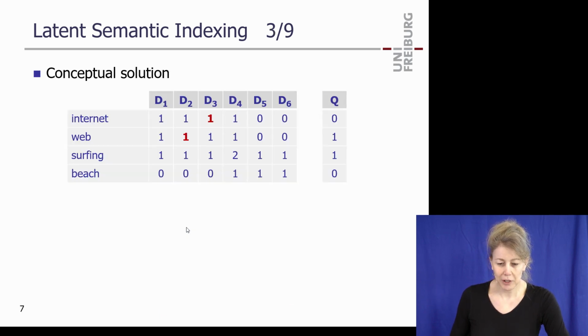Here's a very simple conceptual solution. You just fill in the gaps. You say, in document 2, it contains just internet. It should also contain web because it means the same thing. And vice versa for D3, I just fill in the missing word.